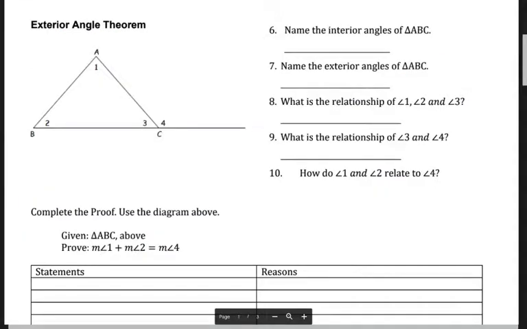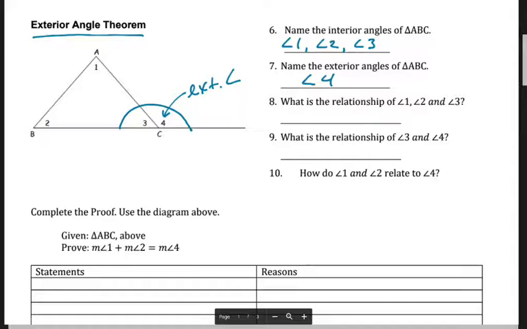All right, the next theorem is the exterior angle theorem. I think it's important, first of all, for us to know what the exterior angle is. An exterior angle has to form a linear pair with an interior angle. So this angle 4 right here is an exterior angle. It says here, name the interior angles, and that should be pretty obvious. Those are the ones that are inside. So angle 1, angle 2, and angle 3 are interior angles. The exterior angle is angle 4.